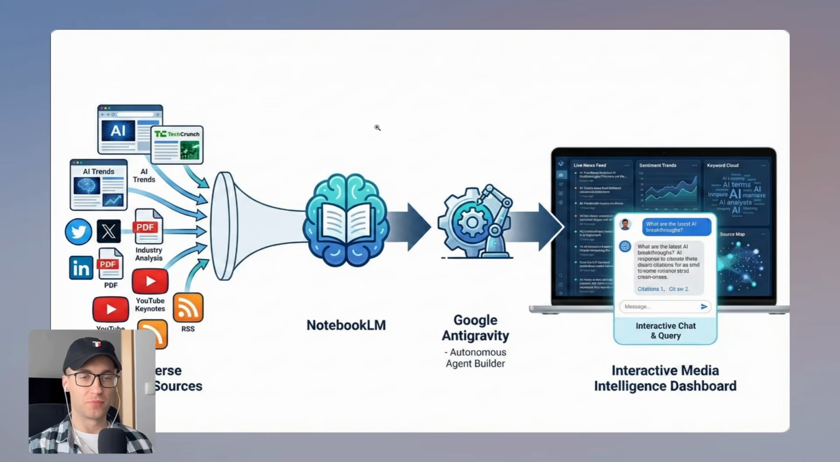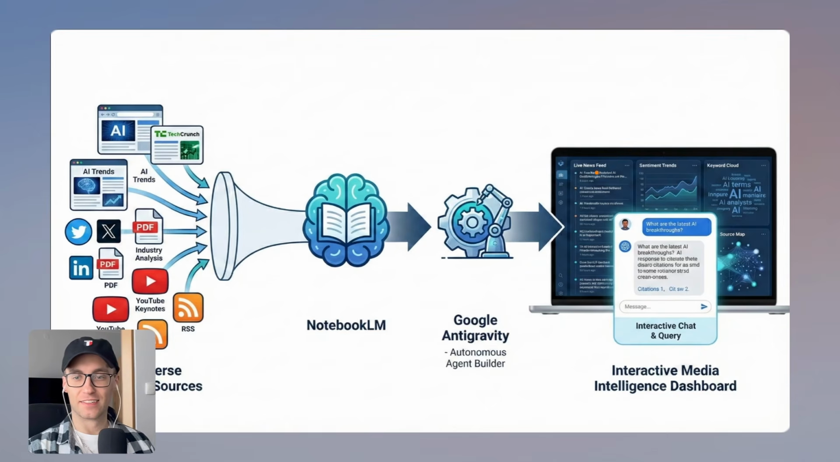And just to show you quickly before we jump into the demo, this is exactly what we are going to be building today. So it's going to be a media intelligence dashboard that will aggregate and analyze the news sources. So over on the left-hand side, we've got all the sources of information like news articles, PDFs, Twitter, even YouTube. And what we're going to do with that is we're going to aggregate that inside of our brain, which is going to be NotebookLM. And with all that knowledge aggregated here, we're going to use Google Antigravity to then build the dashboard for us. So this is the overview of the whole process that we're going to go through today.